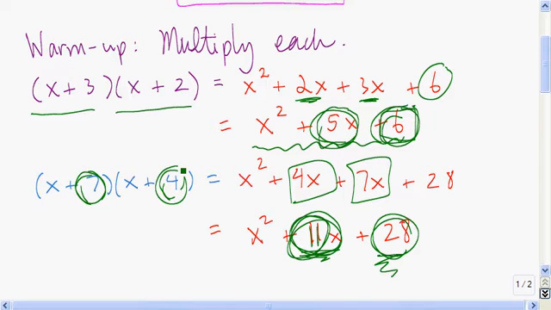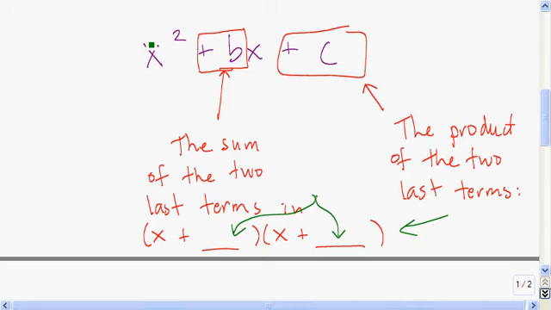So that is the key pattern for factoring trinomials when the leading coefficient is 1. When I have the quadratic x squared plus b times x plus c, the number b, the coefficient of x, is going to be the sum of the last 2 terms, and this number c is going to be the product of the last 2 terms. Okay, so that's our pattern.